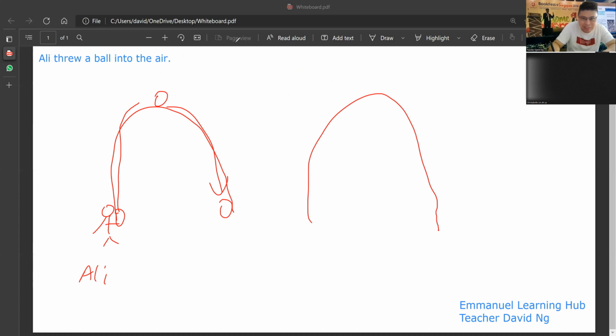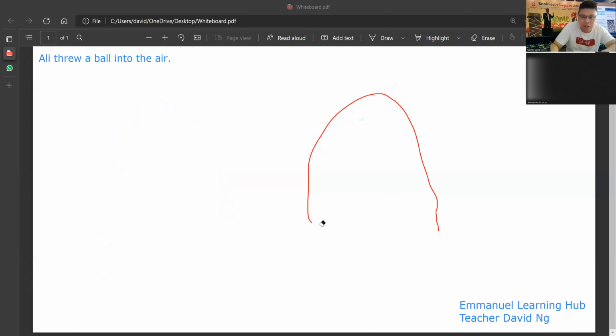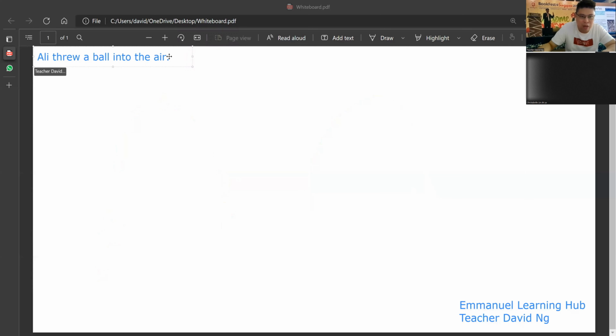Quadratic equation, no? Can see this quadratic equation? The pathway taken by the ball is a quadratic curve. So you see the real life application. Okay, the path of the ball can be modeled by a quadratic equation.